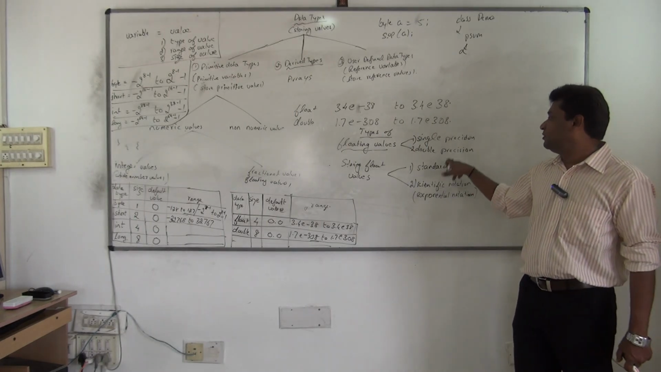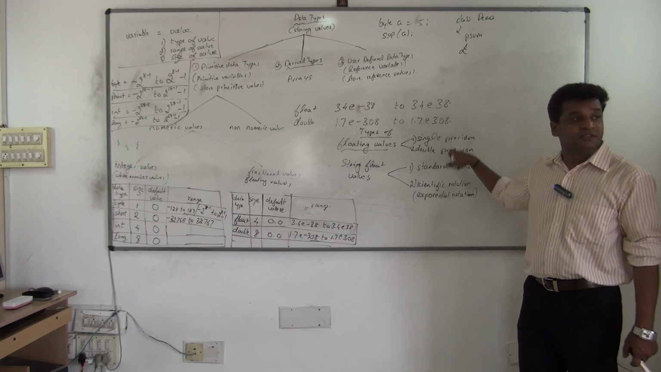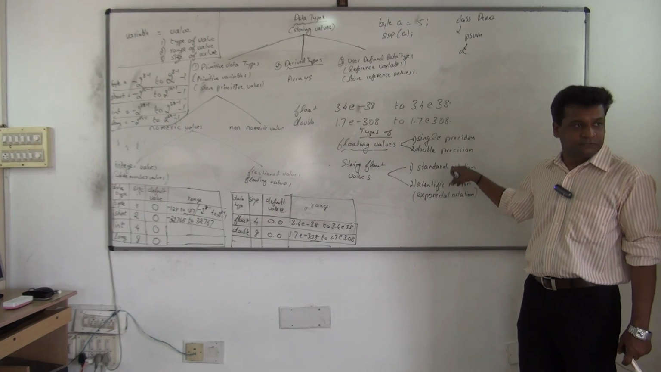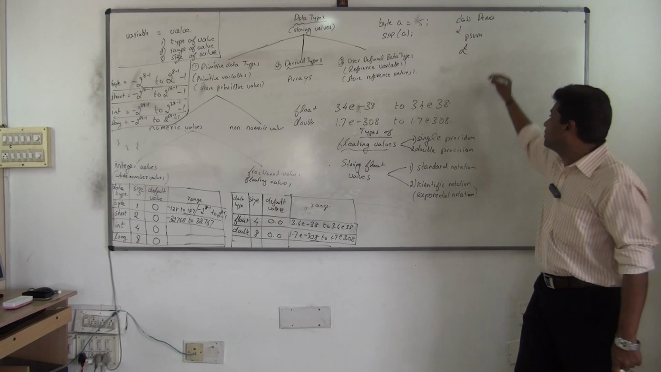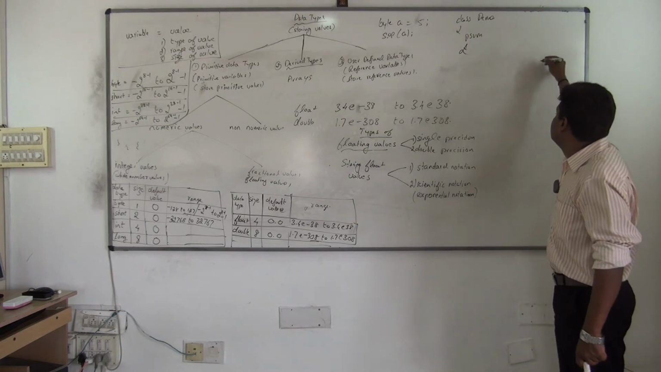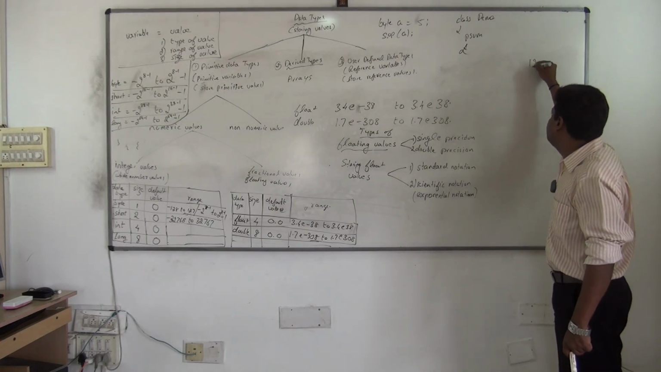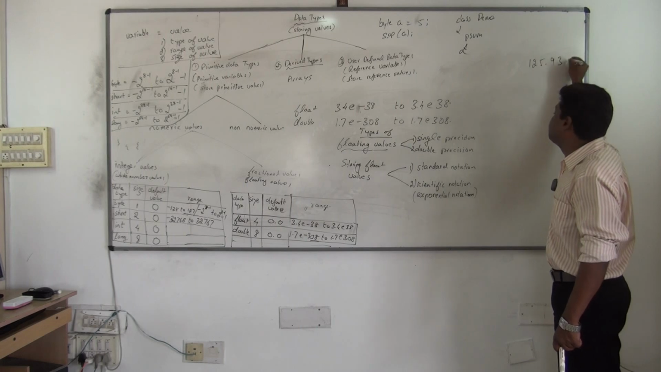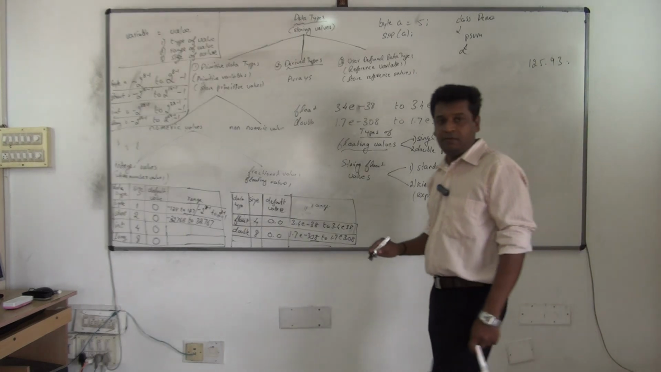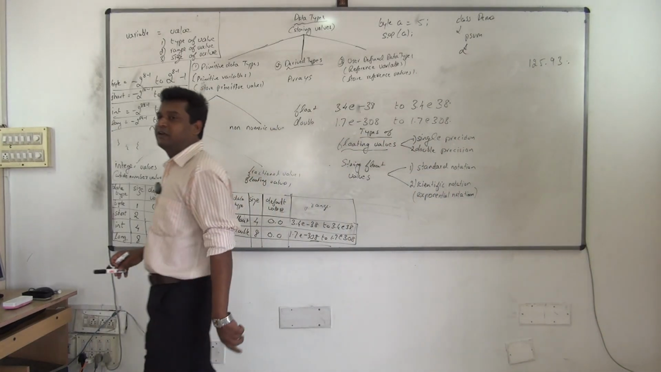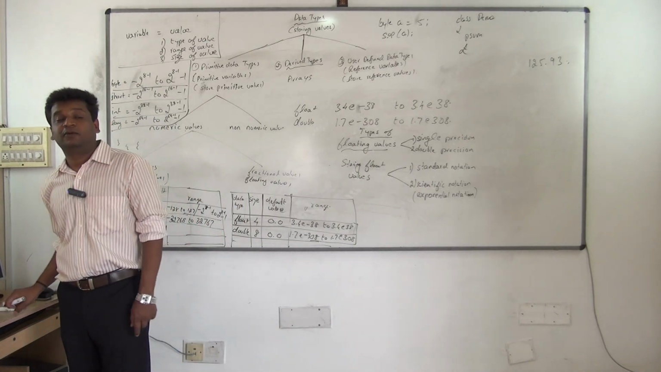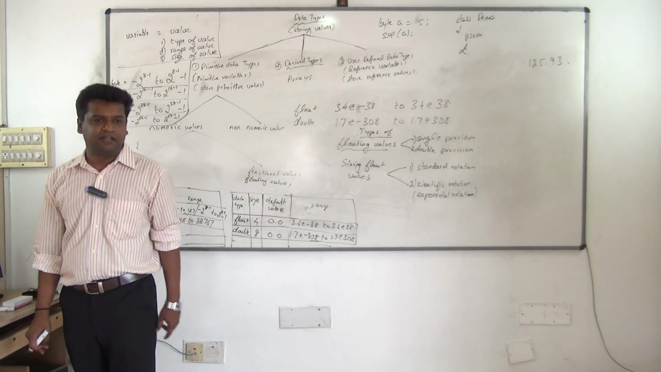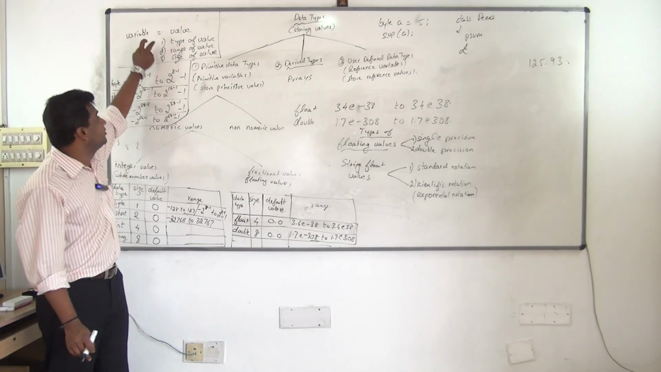So first I'll show you single precision standard notation. Once again, first I'll write a program, then I'll teach you this. See, I want to store a value like this, 125.93. By default, this value will be taken as what, you know. Now, what is the type of value? Floating value.